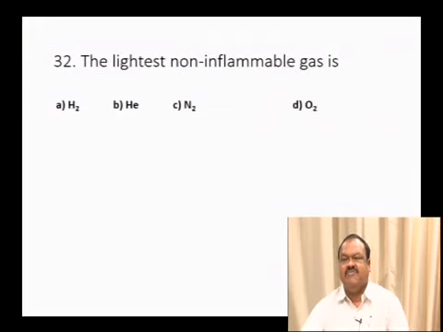The lightest non-inflammable gas. In air balloons nowadays they are not filling hydrogen, because it is lightest but highly flammable. Hydrogen is highly flammable even though it is lighter. Oxygen is a supporter of combustion. Nitrogen is heavier. Helium is a non-inflammable gas, does not catch fire due to its inertness, hence it is filled in air balloons. The suitable answer is B.